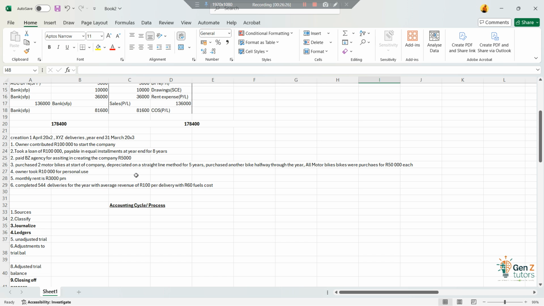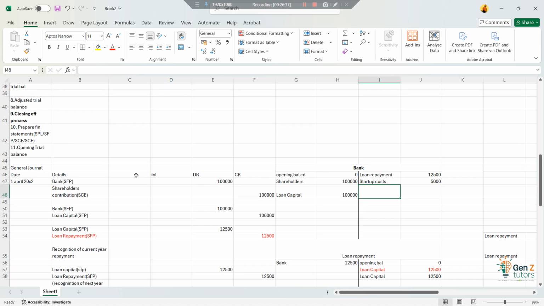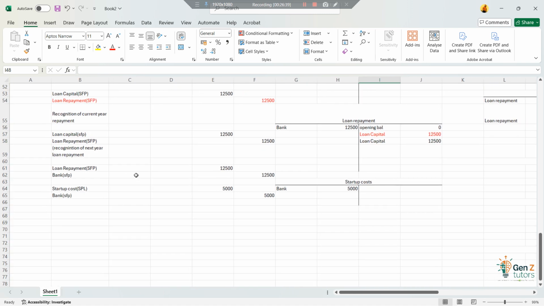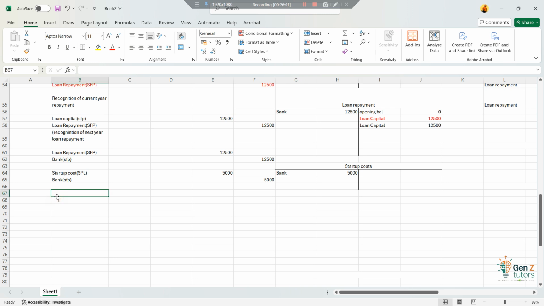Then since you have your startup cost, it will be debiting startup cost for 5,000, due to what? Due to bank, right? So now this is due to bank. And on bank, we're going to credit bank due to startup cost. So you say startup costs, for how much? For 5,000. Then we are good to go, and you leave that like that.